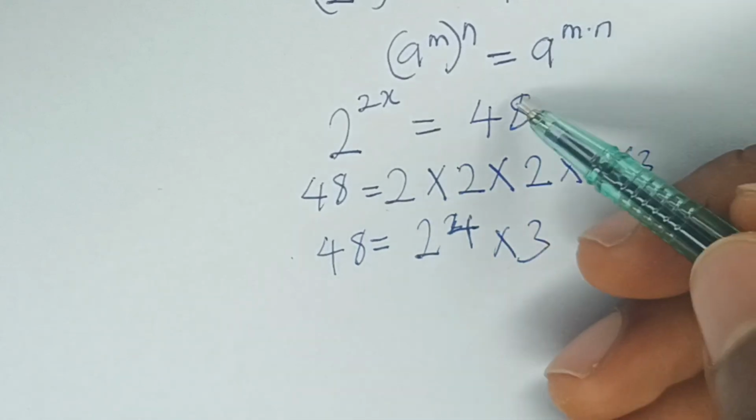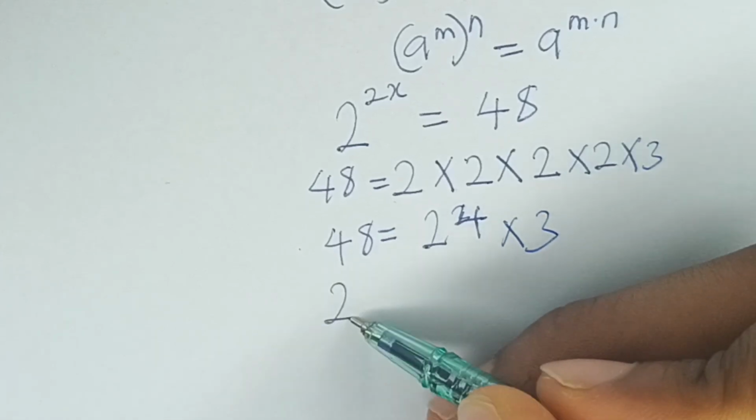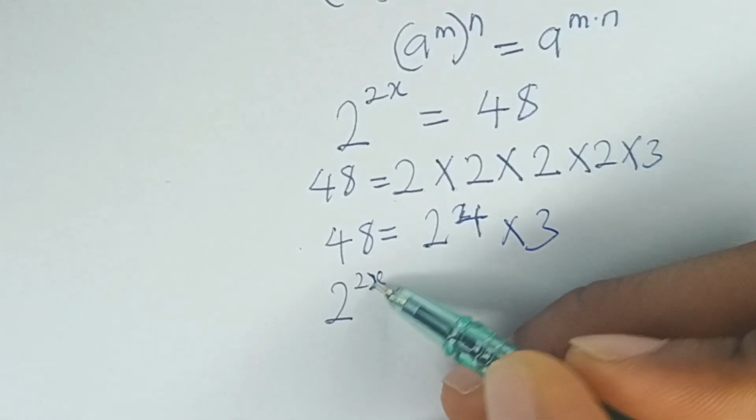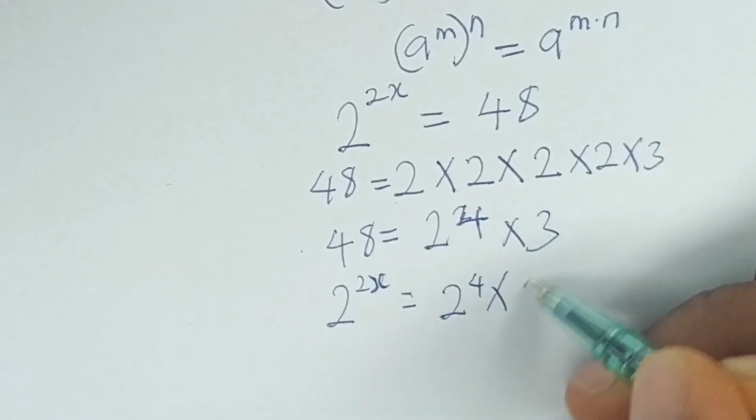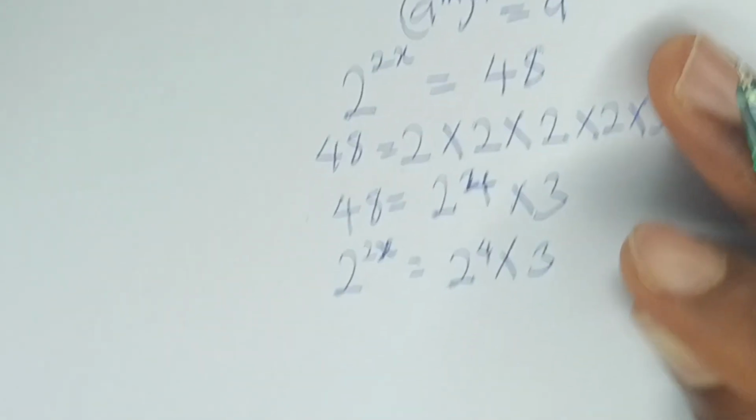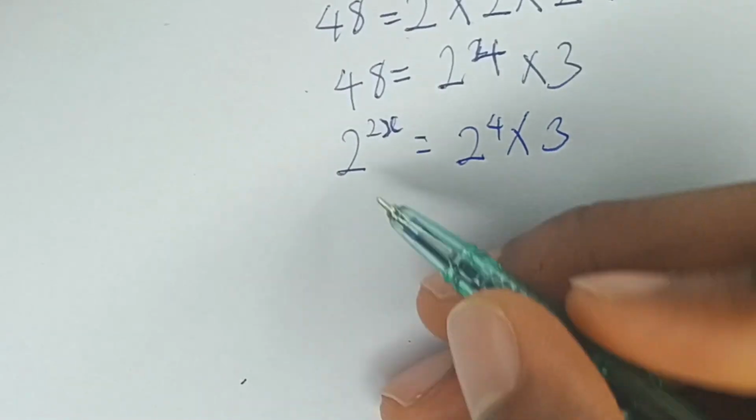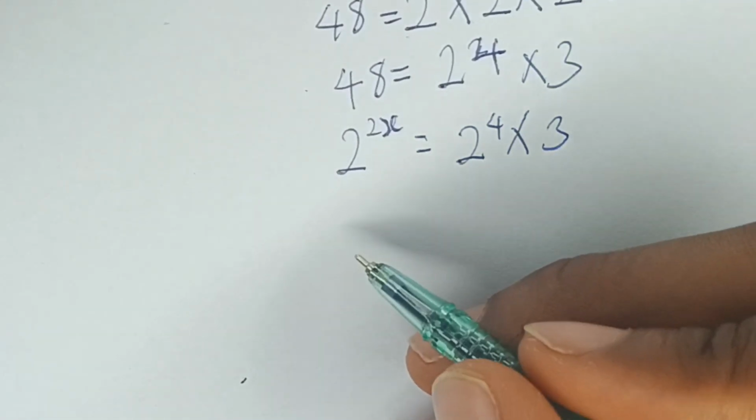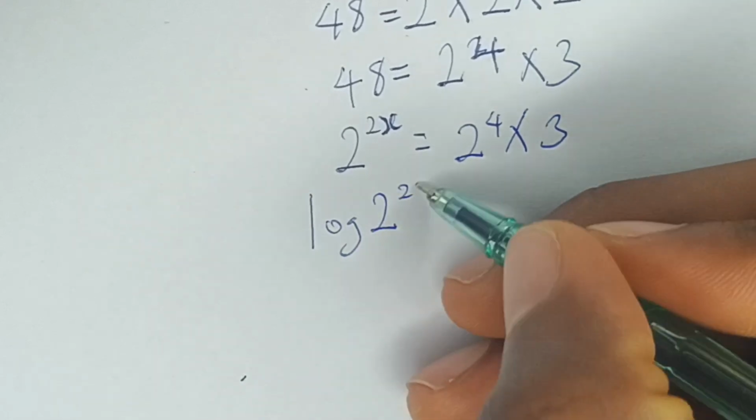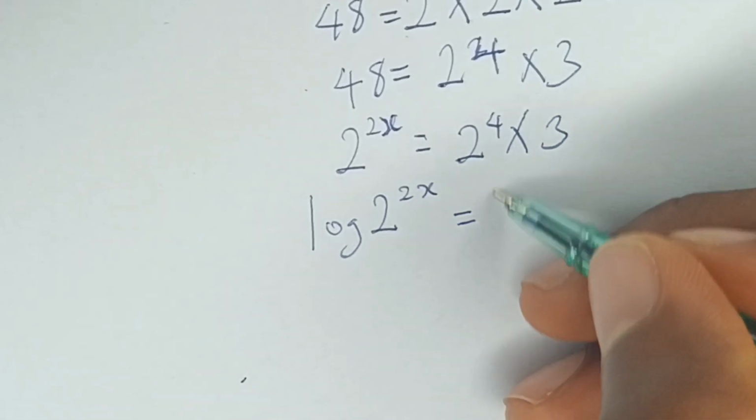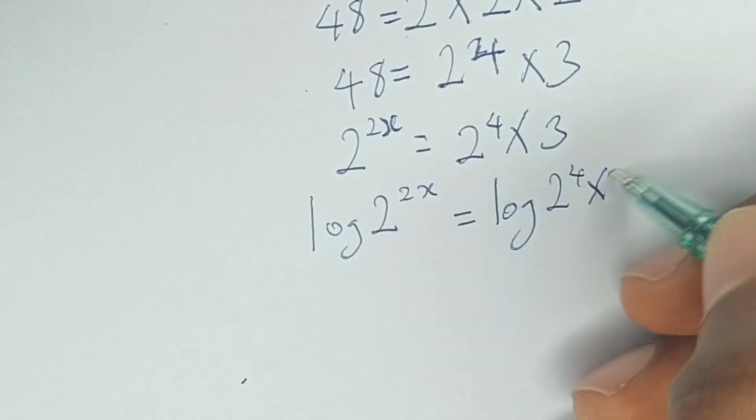Now, it means that we can replace 48 with this. So let's go ahead and do that. So we have that 2 raised to power 2x becomes equal to 2 raised to power 4 multiplied by 3. Okay? Now, let's take the logarithm of both sides. So we can take the logarithm to base 10 of 2 raised to power 2x, and this is equal to logarithm to base 10 of 2 raised to power 4 multiplied by 3.